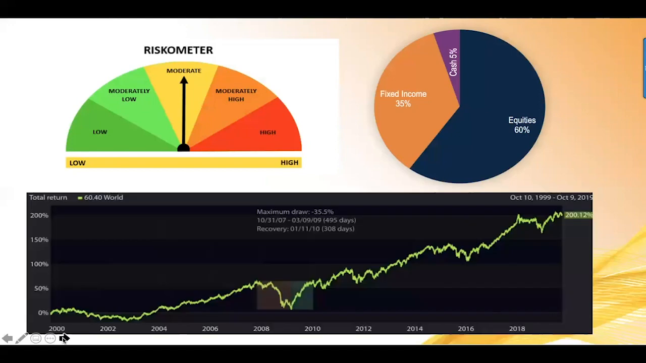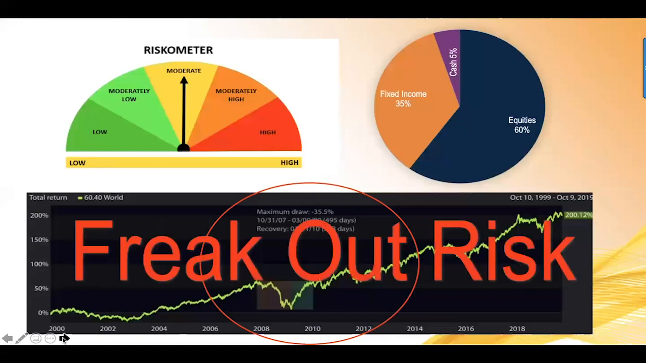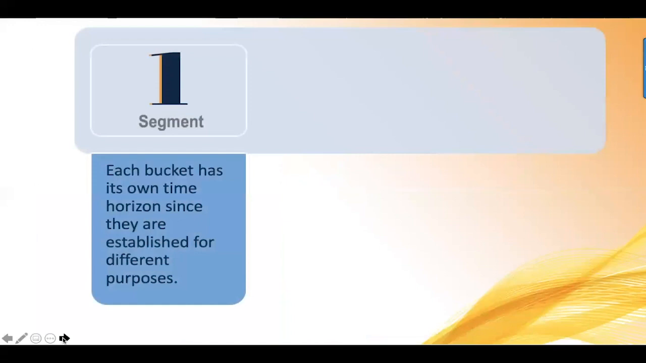But the problem is ultimately, you go into a 60-40 portfolio, look at the max drawdown, 35.5%, right? I mean, that in itself will absolutely cause freakout risk. And freakout risk is a real thing. That's what causes that 1.5% lesser return that an investor could ultimately earn. It's a real thing.